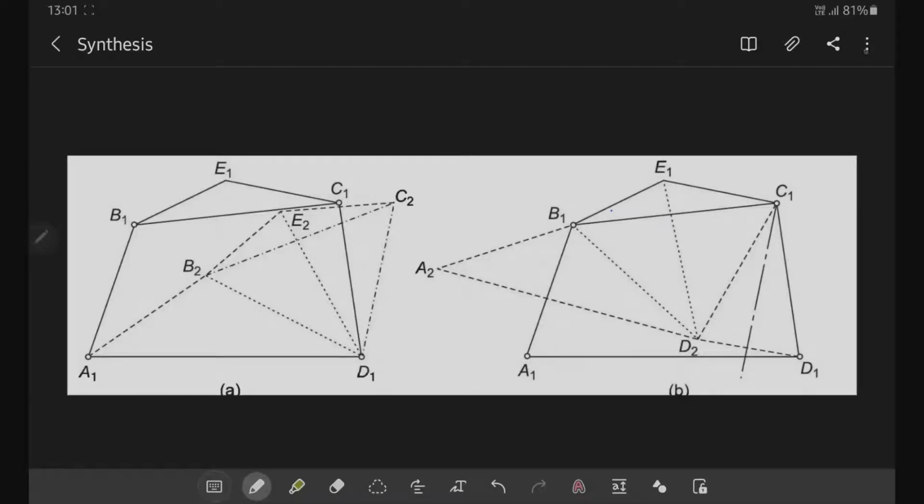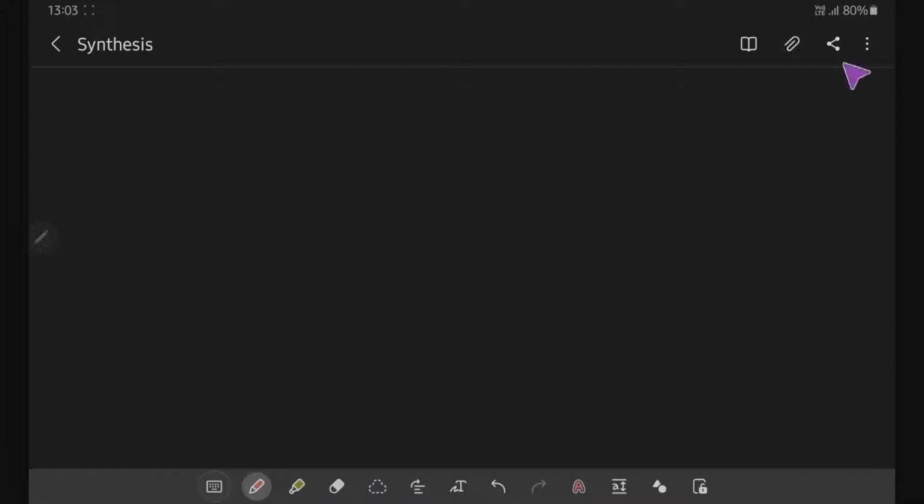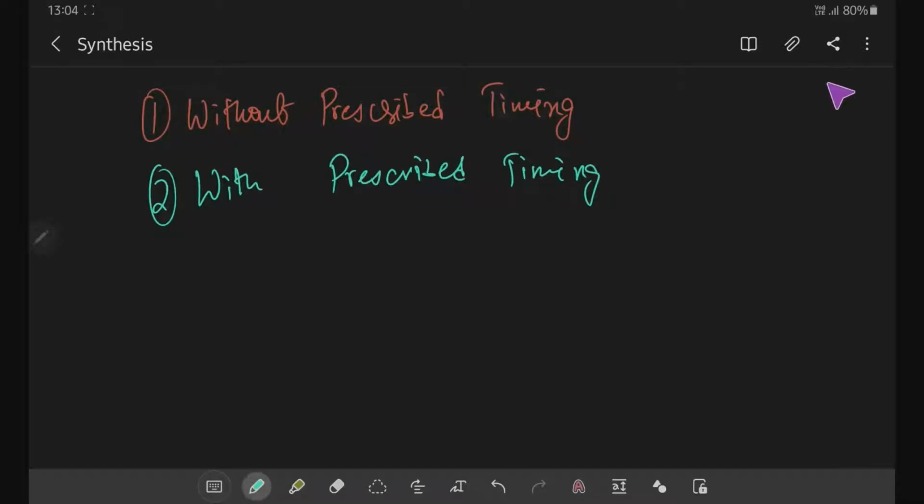We begin with the tutorial for the problems. Let us proceed with the theory behind how to solve or synthesize a mechanism when different types of inputs are given. We have different kinds of information. So there will be two main types of problems. The first one is without prescribed timing, and the second one is with prescribed timing.